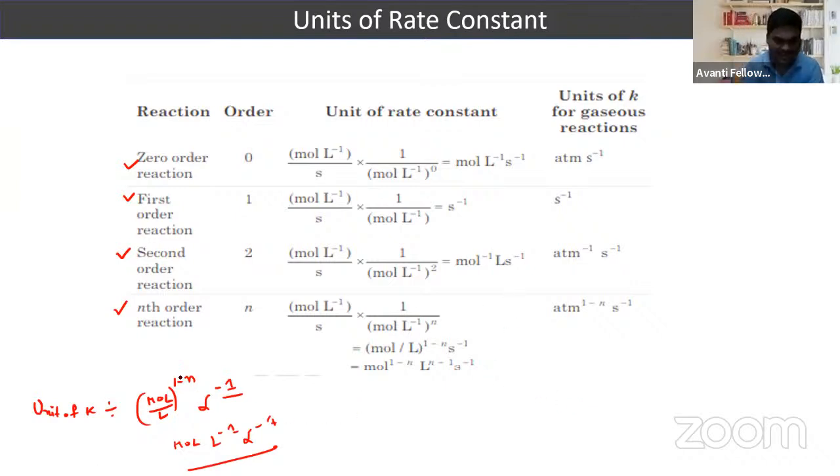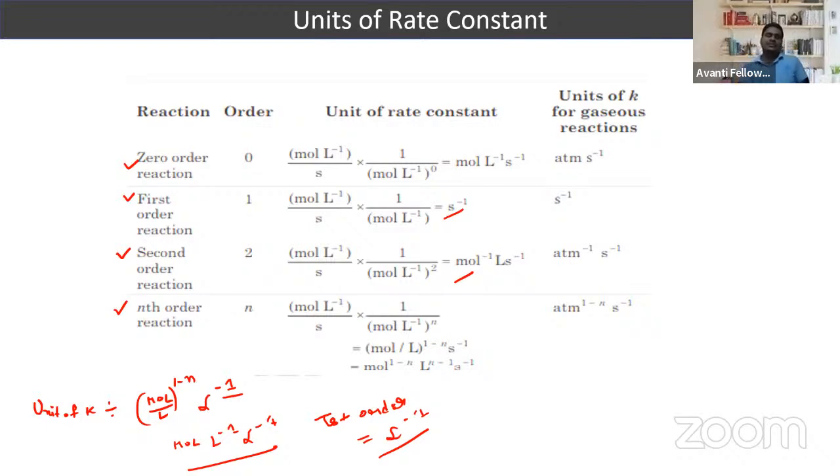Similarly for the first order, n is equal to 1, so 1 minus 1 is equal to 0 and the concentration term becomes 1. So for the first order, it is only second inverse. This is how we can calculate it for any reaction: mole per liter raised to the power 1 minus n, times second inverse. I hope this is clear to you. This is the unit of k in terms of concentration.